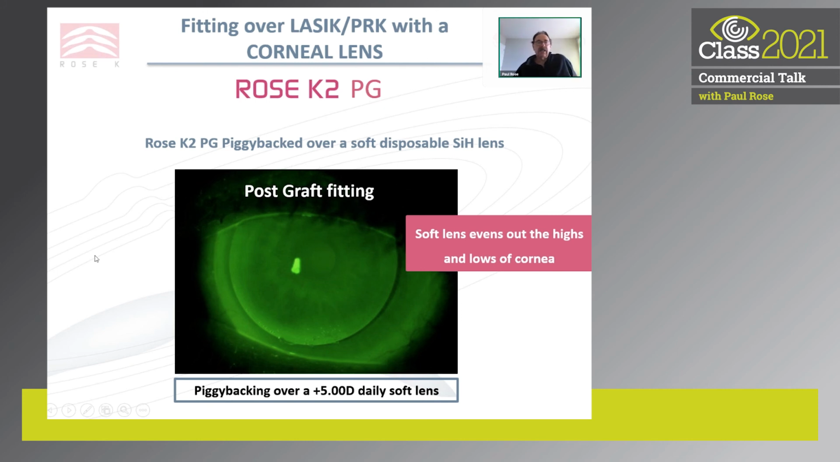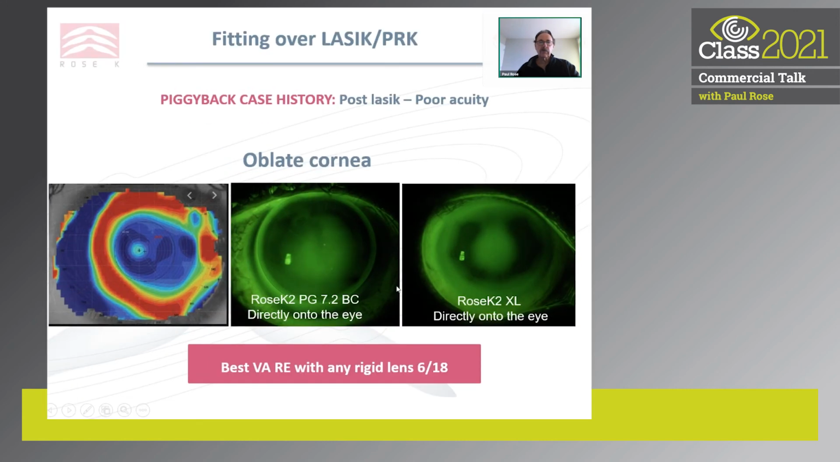So if you really get stuck and you want to use a corneal lens and you've got a very oblate cornea, certainly using a piggyback system can be useful. Here's another piggyback, one that I could not get good acuity with, no matter whether I fitted a corneal lens or I fitted XL. I was getting this pooling centrally, and my best vision was 6/18. So I thought, what if I used a high plus lens to fill this out and get more contact with the cornea?